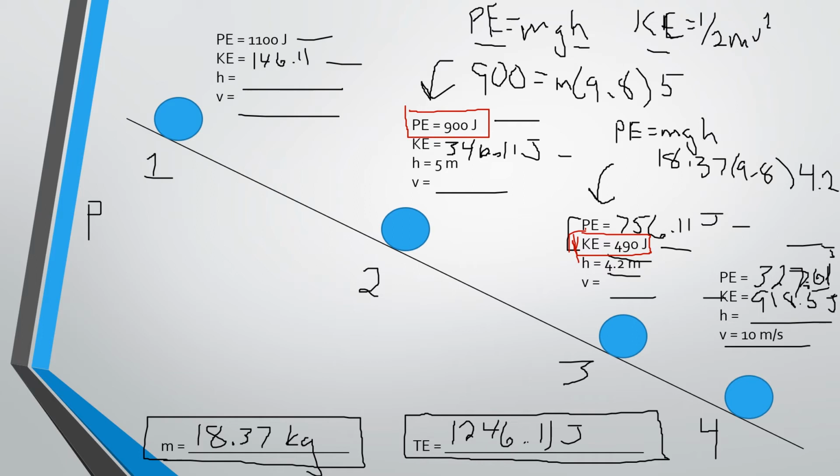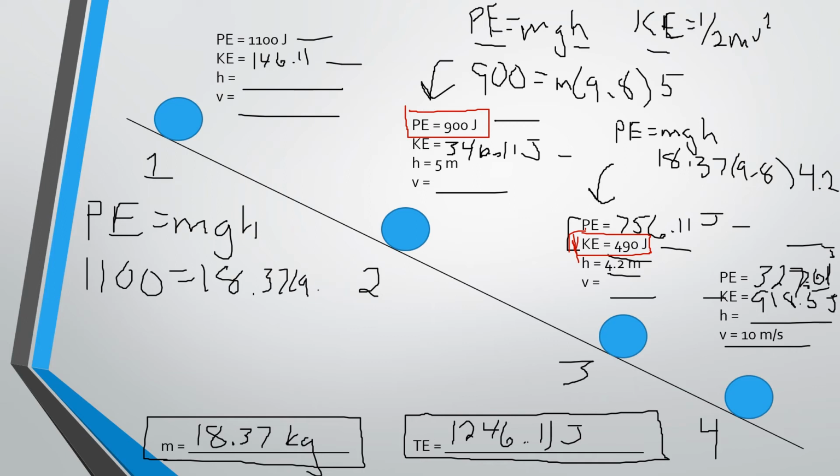So PE equals mgh. The potential energy is 1100. The mass is 18.37. Gravity is 9.8. And height is what we're looking for. I plug all that into my calculator. We have a height of 6.11 meters. By the way, let's just look at it. Is that consistent with the heights that we have? It is. We expected this height to be bigger than the other heights that we had because that was the highest point on the hill.